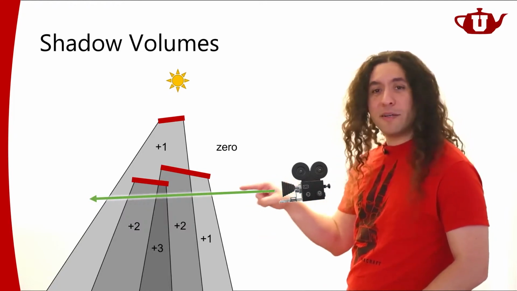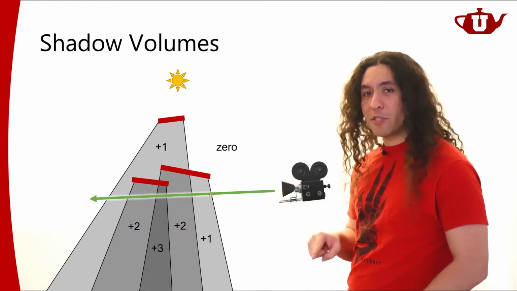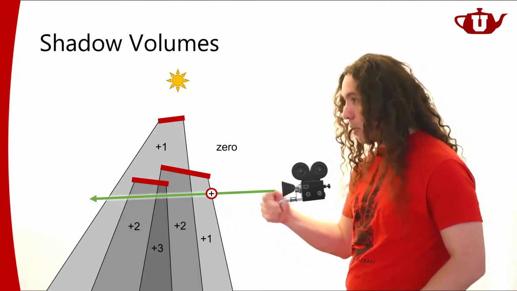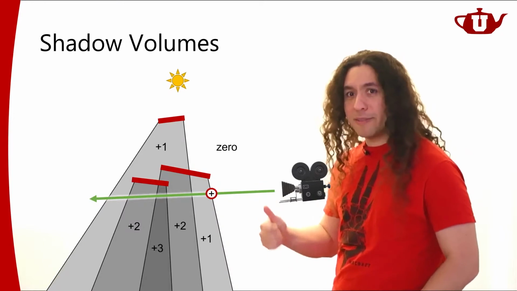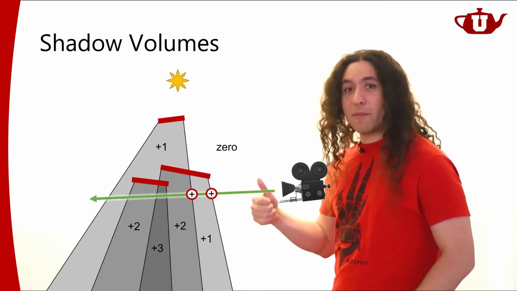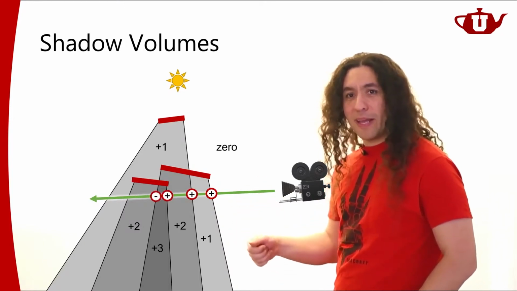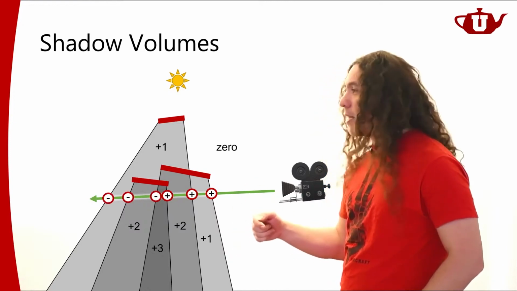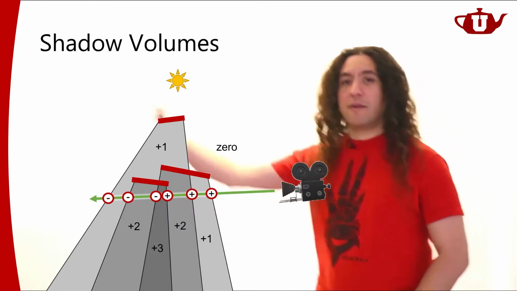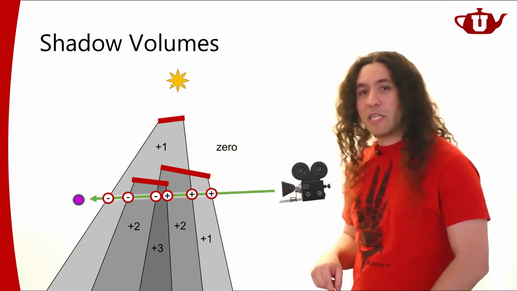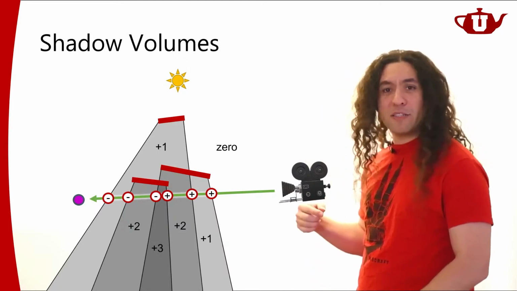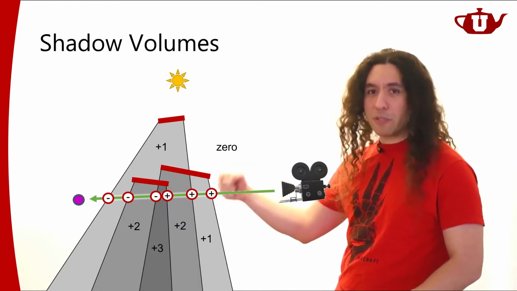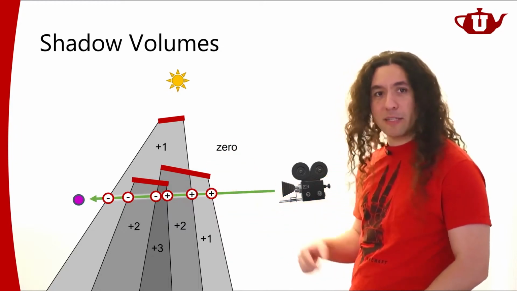So in here, when I'm entering the first shadow volume, I incremented my shadow volume number by 1. And then I entered another one, it became 2, and entered another one, it became 3. And then I'm exiting one, exiting another one, exiting another one. So if I'm looking at a point that is back here, this point is not going to be in shadow because I went from +1, +2, +3 to +2, +1, and then 0, right? So it's not in shadow.